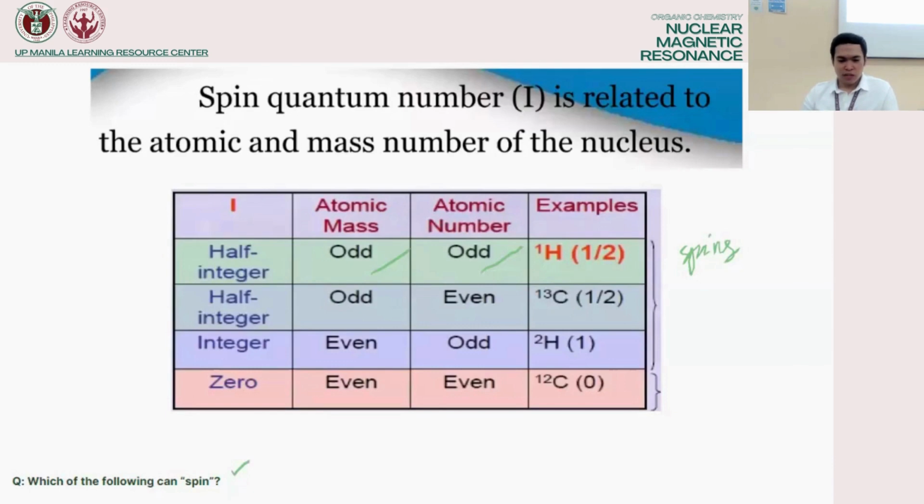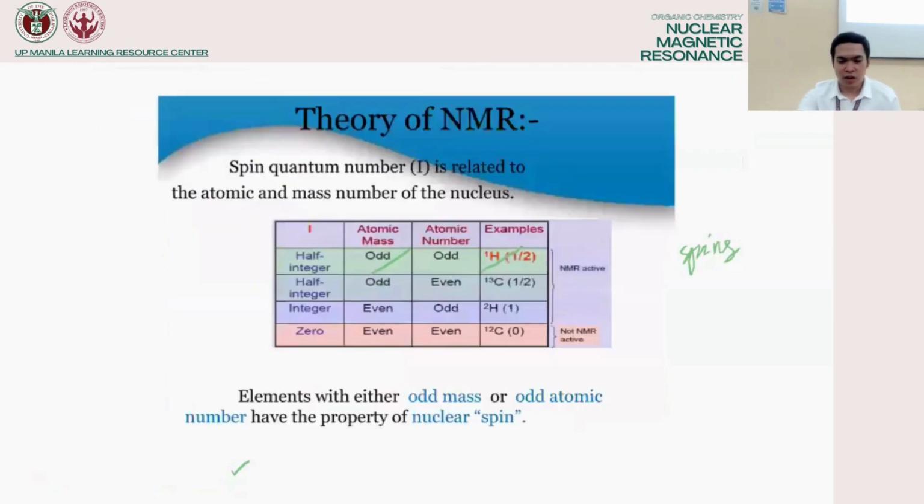So, paano ba nag-i-spin ang molecules? To give you a background, medyo complicated yan. Sabi dito, elements with either odd mass number or odd atomic number or both have the property of nuclear spin. So, yung mga half integer and integer, they are NMR active kasi yun yung focus natin. Ibig sabihin, may signal silang ma-produce kapag sinubject sila sa NMR.